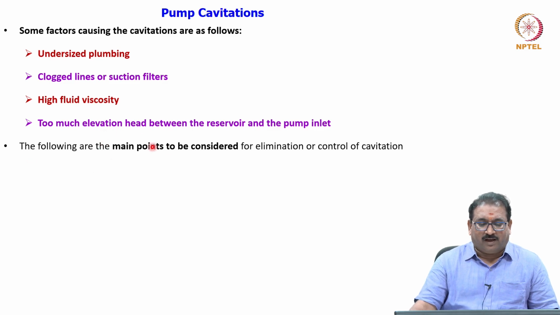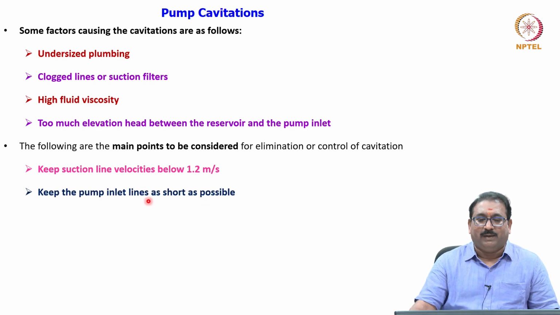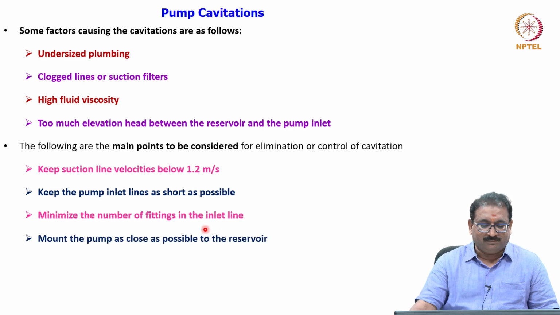The following are the main points to be considered for elimination or control of cavitation. What will we do to overcome cavitation? Keep suction line velocities below 1.2 meters per second. Keep the pump inlet lines as short as possible. Minimize the number of fittings in the inlet line. Mount the pump as close as possible to the reservoir.